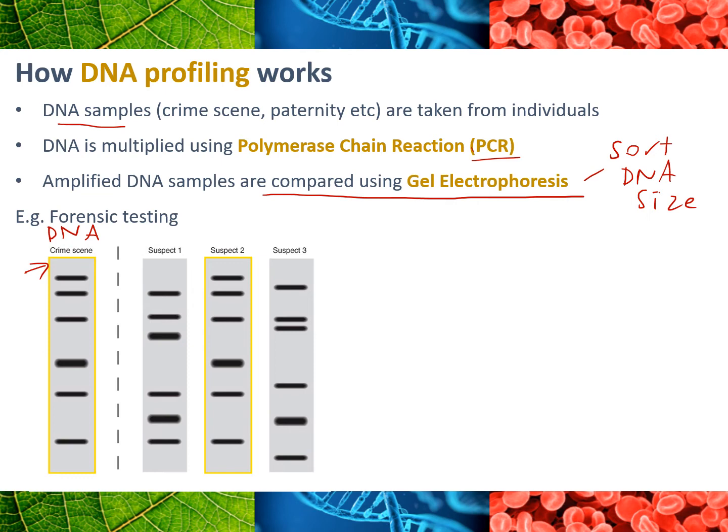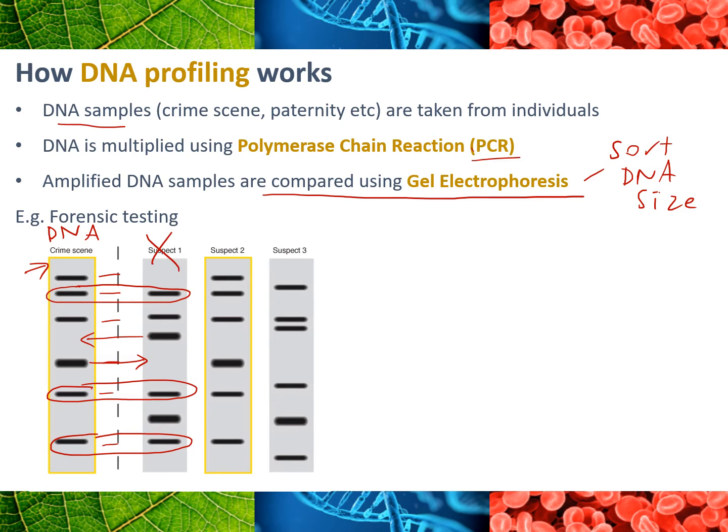If it's a match with the suspect, it needs to match each of these parts. Let's say these are different alleles or different sections of genes. For it to be a match, it needs to match completely with the suspect. So, if we compare with suspect 1, these genes match in length, these ones match in length, these bottom ones match in length, but this one there's no match for. And this suspect has DNA that there was none of in the crime scene DNA. So that is not a match. Suspect 1 is not a match because there's some similarities, but it's not exact.